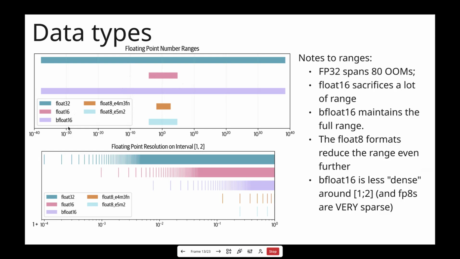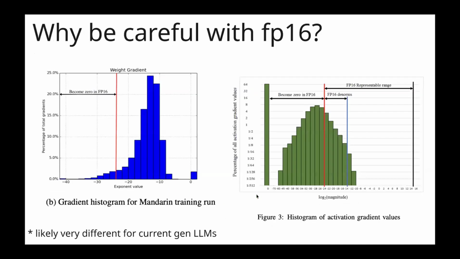But because Google Brain did this optimization and trick with reallocating some of the mantissa bits to exponent, it maintains the full numerical range. So it can represent, again, anything from 10 to the power of minus 40 to 10 to the power of 40. But again, it sacrifices the resolution. Yeah, so that's basically all the information I wanted to share here.